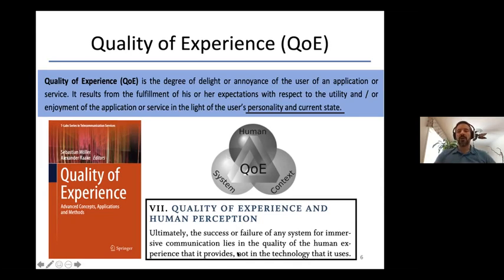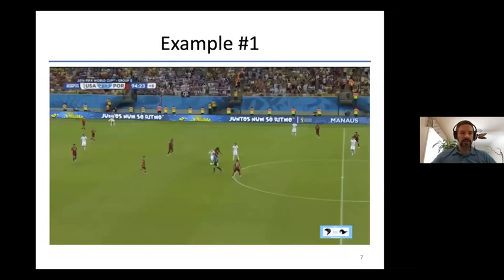And ultimately, if you see here the success or failure of any system, at the end of the day, it's going to rely on the quality of the human experience that it provides, and it won't necessarily be on the technology that it uses. So this, again, is an area where we have a lot of interest in the lab and where we use affective computing to try to model what we call human influential factors. So hopefully this video will give you an example.